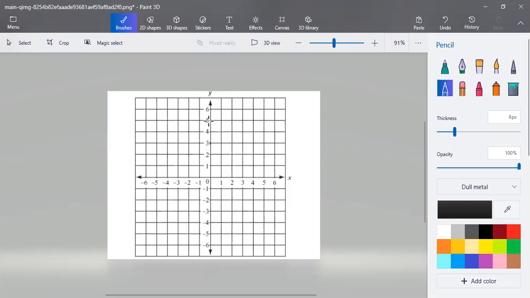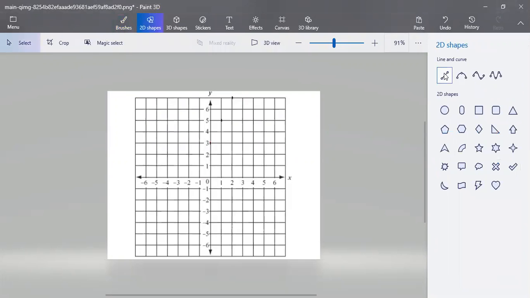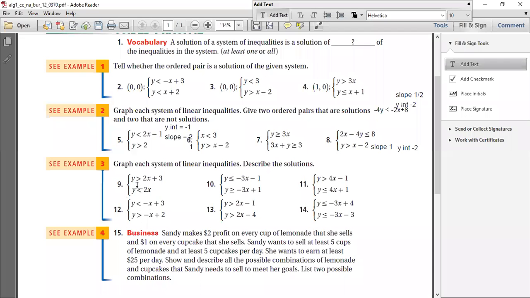So 2 over 1 means 2 up, 1 to the right. 2 up, 1 to the right. So you have the 3 points. Now you can simply join the 3 points, but make sure that they should be dotted or solid, because it said only greater, right? It said it was greater and this is lesser. So because it said it's greater, we will have, of course, a dotted line.